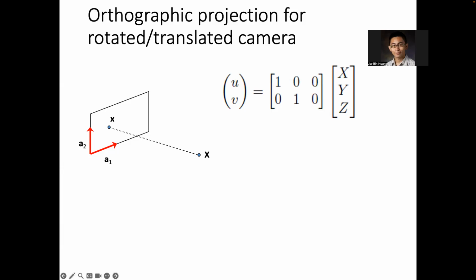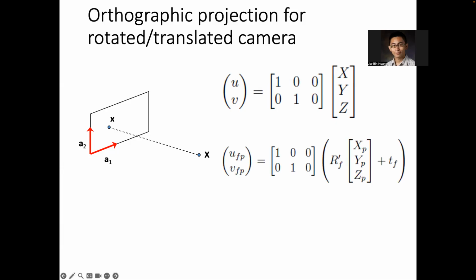But similar to the pinhole camera or perspective model case, this X may not be described in the camera coordinate system right now, but we want to be able to model the 3D point in the world coordinate system. So the way we do this is that we know that there is a rotation and translation between the world coordinate system and the camera coordinate system. So you have this world coordinate system X, Y, Z, being rotated and translated, then you get the 3D point in the camera coordinate system, then you can do the projections.